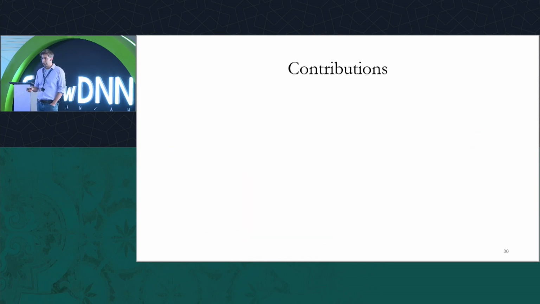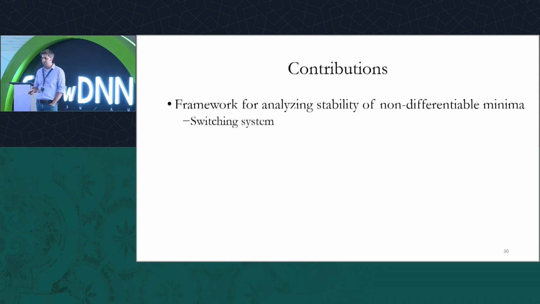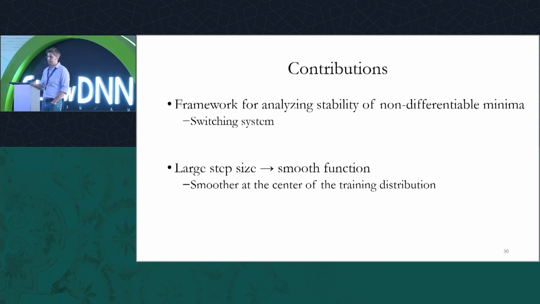So what do we show in this work? Just to summarize: first, the problem is that using stability in ReLU networks is problematic because they're non-differentiable. So how can you use stability for non-differentiable minima? We devise a framework for analyzing switching systems, which is more complicated than just differentiable minima. And we show that with a large step size, we do converge to a smoother function, like we saw in the results, meaning it's smoother in the center of the training distribution, but not outside the distribution. We verified this behavior experimentally.